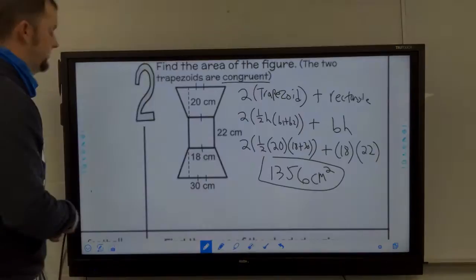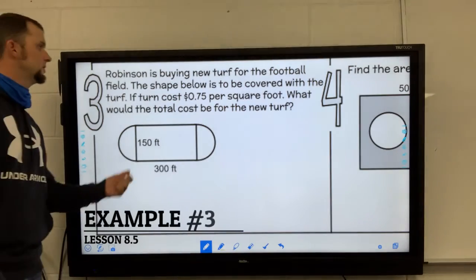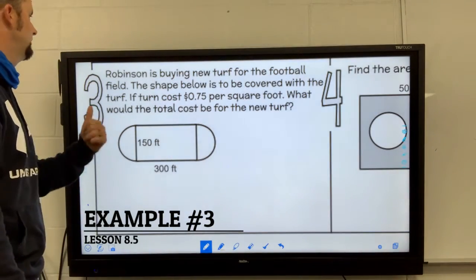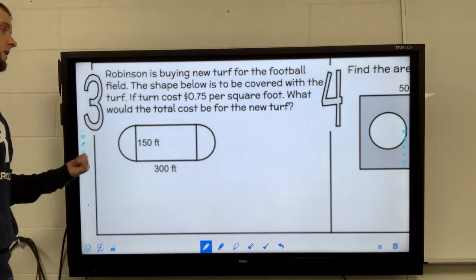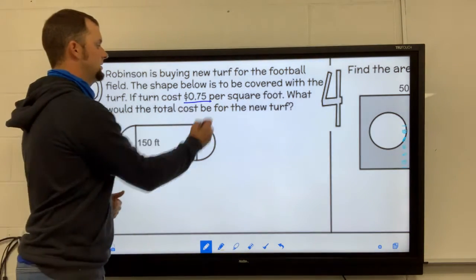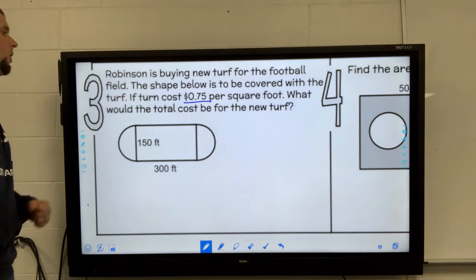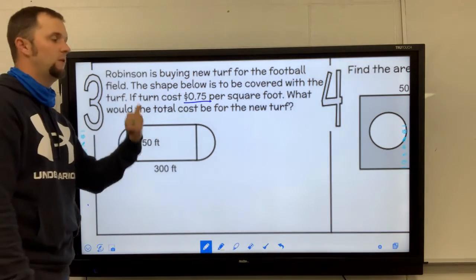Let's jump over to example number 3. All right, so on example number 3, it says Robinson is buying new turf for the football field. The shape below is to be covered with the turf. If turf costs 75 cents per square foot, what would the total cost be for the new turf?